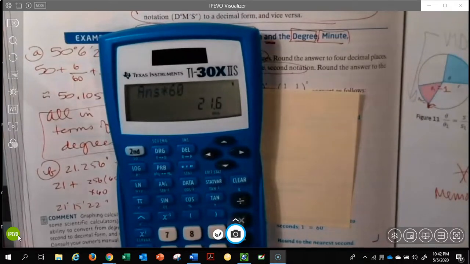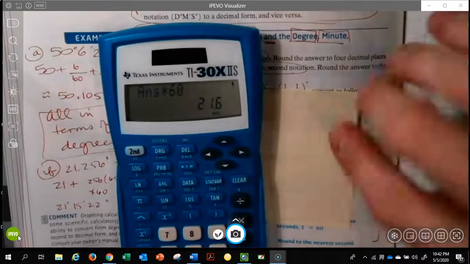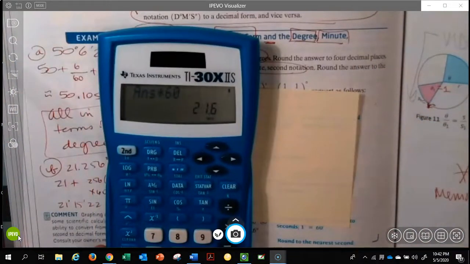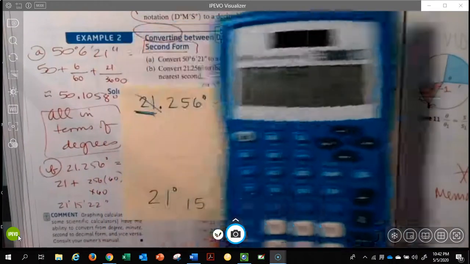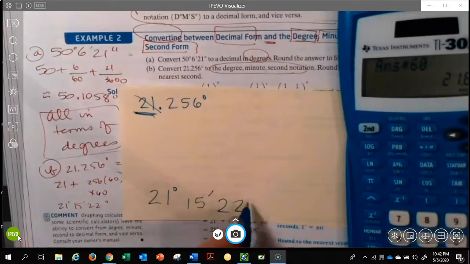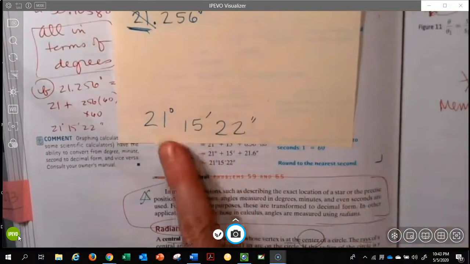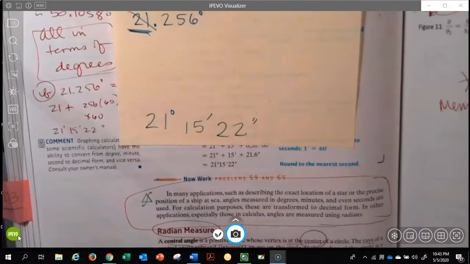And now I'm going to use that front part. But then we've got to ask, how do they want it? And they say round to the nearest second. Well, if I'm at 21.6, that means I need to go to 22. And so that would put us at 22 seconds. And if you look, there we are right there. Their answer turned out to be 21 degrees, 15 minutes, and 22 seconds.